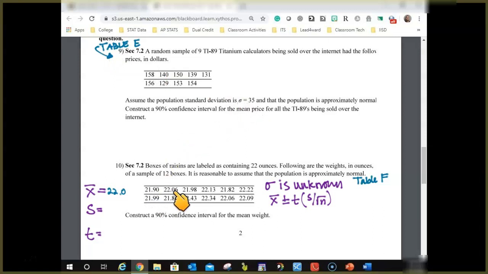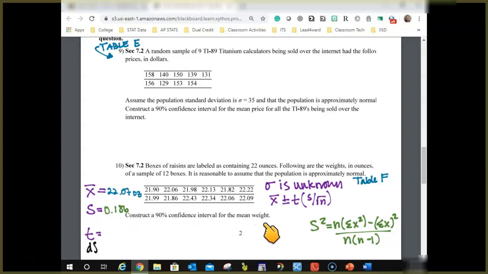So if I add all these ounces together and divide by 12, I'll get 22.07 ounces. And then we know the formula we talked about before, this is for variance. And then if I take the square root of this, that'll be the standard deviation. So the standard deviation is 0.0186 ounces. And we want to construct a 90% confidence interval.